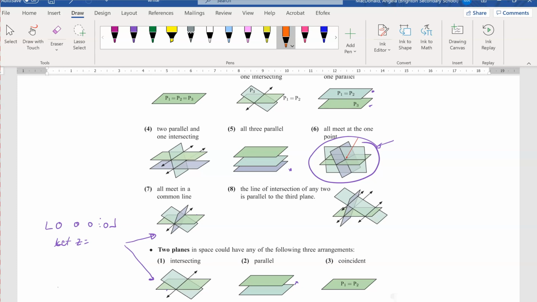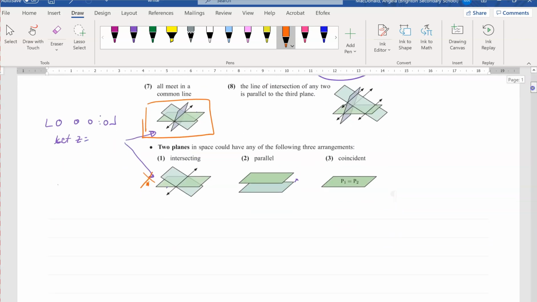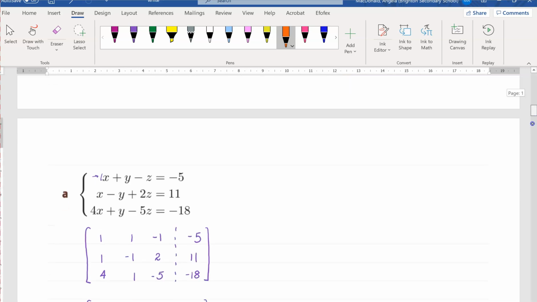Okay, how do we know that it is not going to be this one, right? That would be that. We've got 3 planes and they meet in a common line. How do we know that it's not that one? Right? It's not that, and it's not this, right? Because we haven't got 2 coincident planes going along there. And how do we know that? Because it's not a multiple. One equation isn't a multiple of the other.